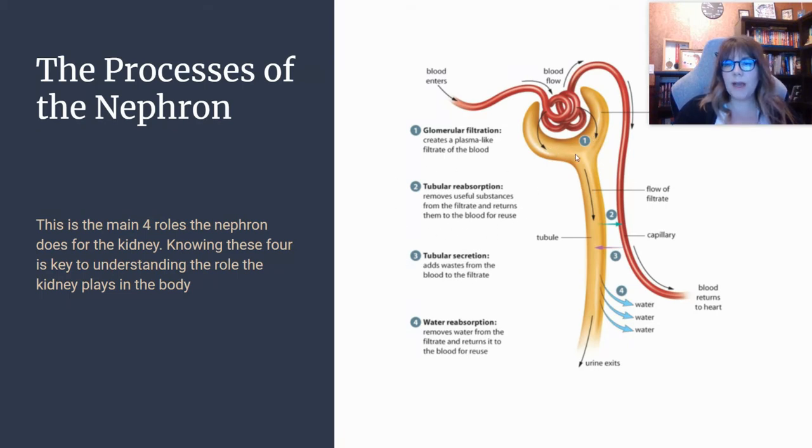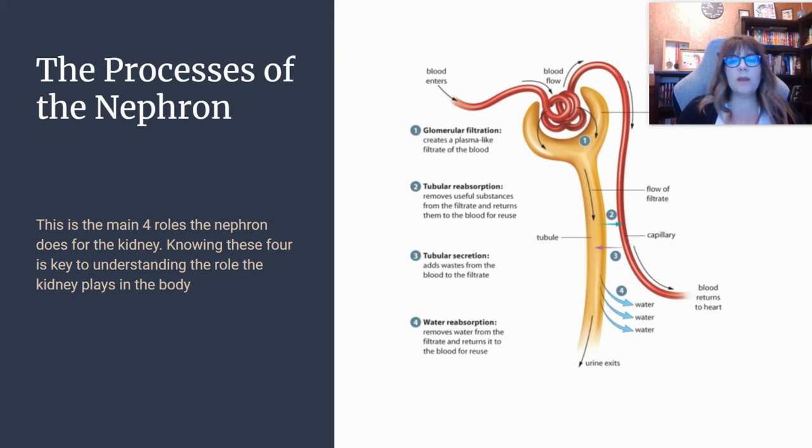When filtrate gets passed into the tubule, there's a couple key pieces that we don't want to keep. For example, glucose. Glucose is so important to our body. We do not want to secrete it out in our urine. In fact, people who are secreting glucose in their urine are more likely to suffer from diabetes or have early onset diabetes, because that is what glucose in your urine usually means. Your body's not taking glucose into your cells. You should have little to no glucose in your urine. So tubular reabsorption is taking useful substances from that filtrate and returning it to the blood. So reabsorption is all about returning it to the blood.